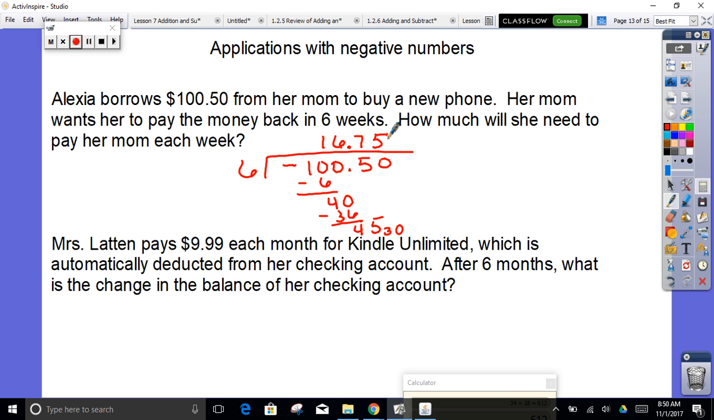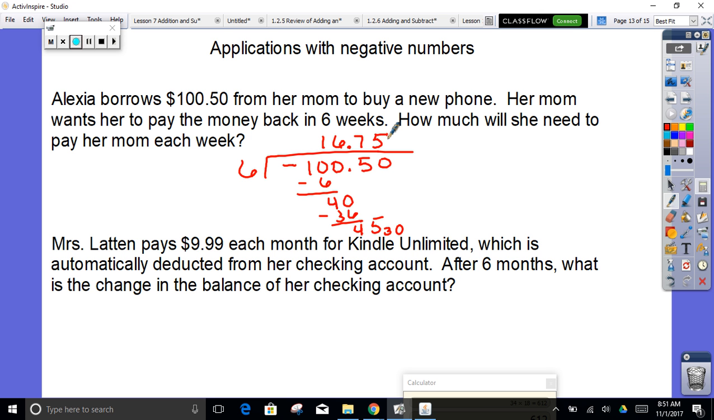Okay, next problem is about me. I don't actually have Kindle Unlimited anymore, but when I wrote this word problem, I did. I used to pay $9.99 each month for Kindle Unlimited, which is automatically deducted from my checking account. After 6 months, what is the change in the balance of my checking account? Ailey, how would I solve this?